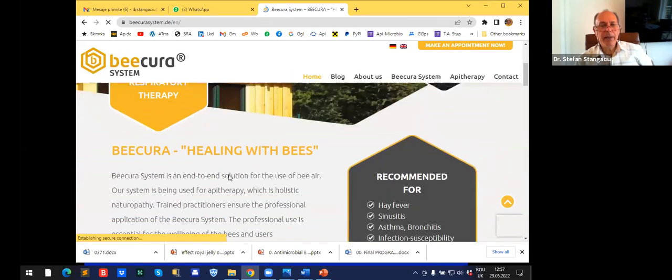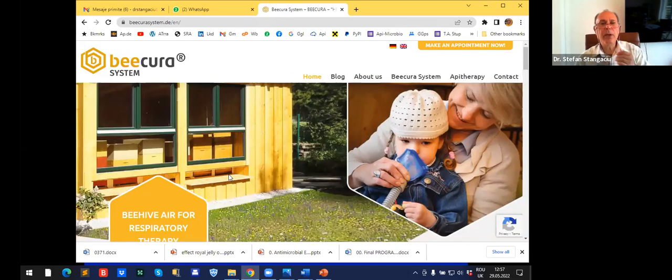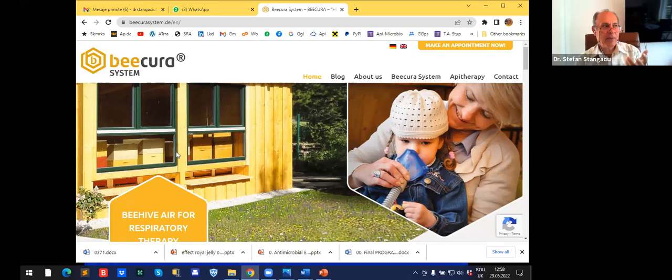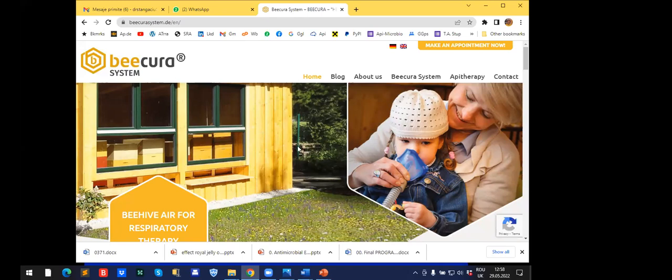Then I have two advices for you. One is, if you have two options, to work alone or to work with local doctors or local naturopathic doctors. If you work alone, you may have some legal problems, because sooner or later you'll say we can heal asthma or bronchitis and so on, then doctors will jump on you and say you are not a doctor.